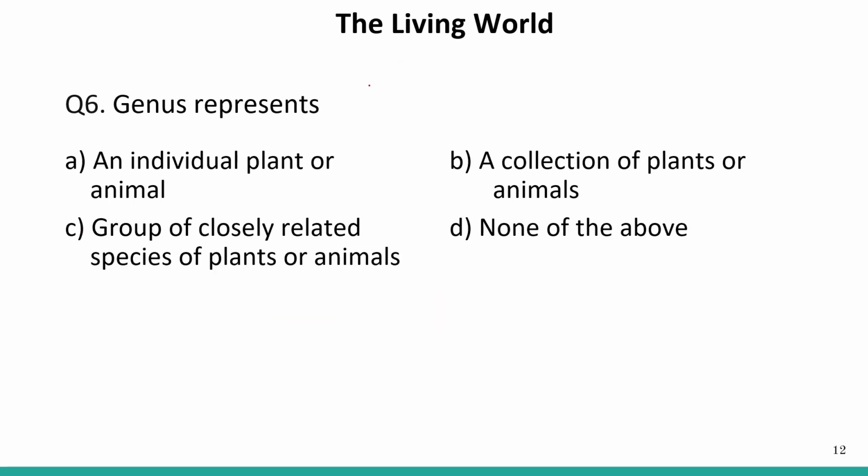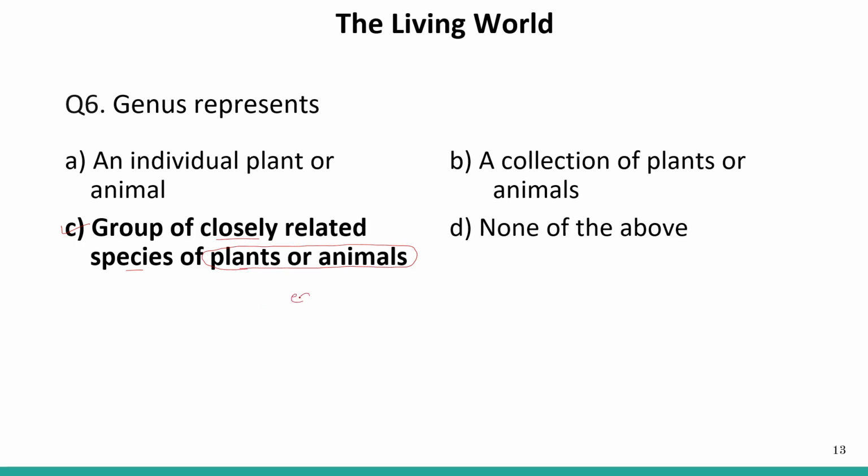The next question is genus. Genus represents an individual plant or animal. Not correct. A collection of plants and animals. Then the third option is a group of closely related species of plants or animals. And option D is none of the above. So what should be the correct answer? Option C is the correct answer. Genus is a group of closely related species of plants and animals.